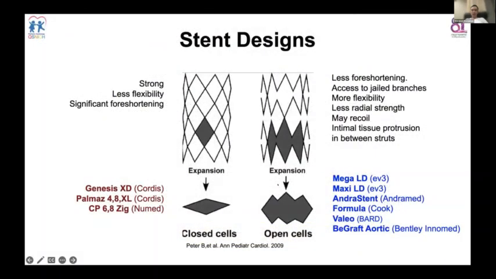So for stent design, of course, you have two things, open cells or closed cells. I'm not sure what you have in India, but in Thailand now, Genesis we do have, but very uncommonly used. CP stent, we still have. Mega LD, Max LD, we don't have anymore. We do have Andra stent, which is quite limited. We don't have Formula out of the market now, and the BeGraft Aortic is our workhorse for the covered open cell design stents.